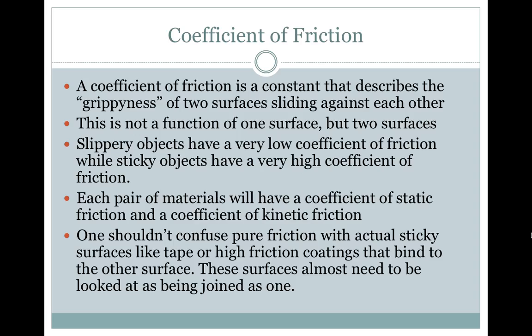Coefficient of friction. A coefficient of friction is a constant that describes the grippiness of two surfaces sliding against each other. This is not a function of one surface, but two surfaces. Slippery objects have very low coefficients of friction, while sticky objects have very high coefficients of friction. Each pair of materials will have a coefficient of static friction and a coefficient of kinetic friction. One shouldn't confuse pure friction with actual sticky surfaces like tape or high friction coatings that bind other surfaces. These surfaces almost need to be looked at as just being joined as one.